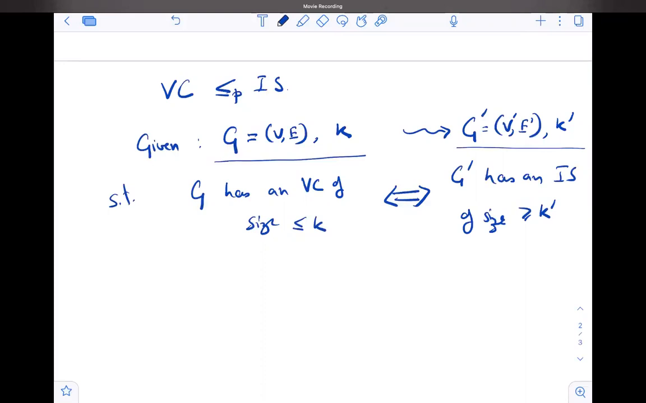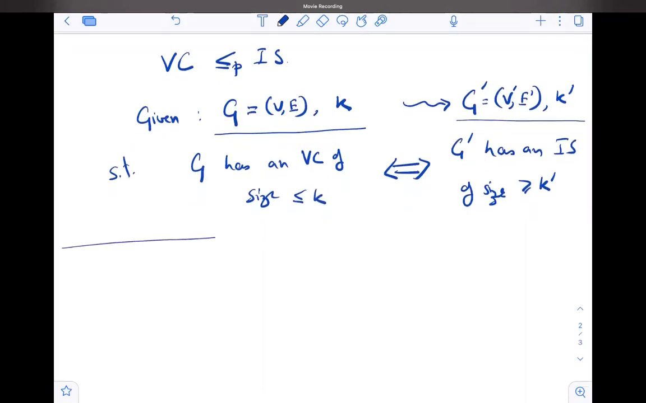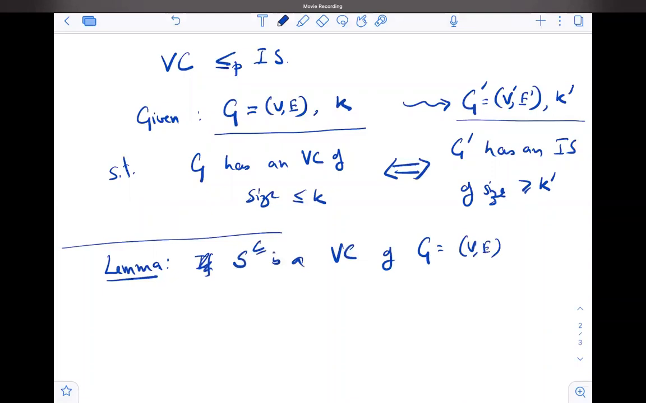So you start from a graph and a K. Now many of you have observed a nice graph theory property. What is it? Many of you have proved this kind of a lemma or statement, that if S is a vertex cover of G, S is a subset of V, if and only if the S complement, or V minus S, is an independent set of G.